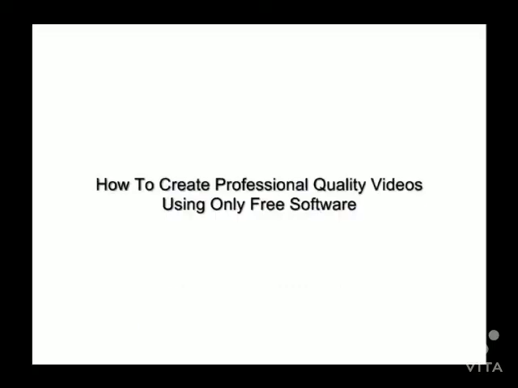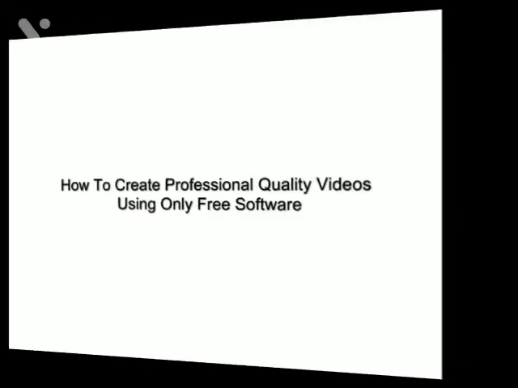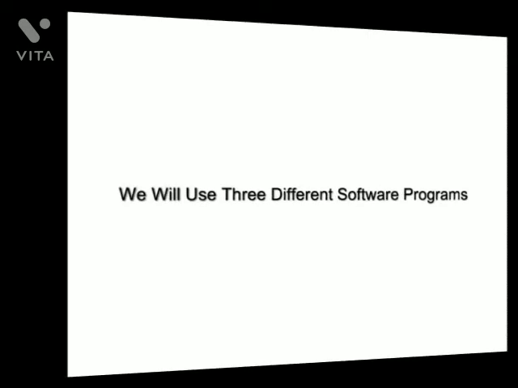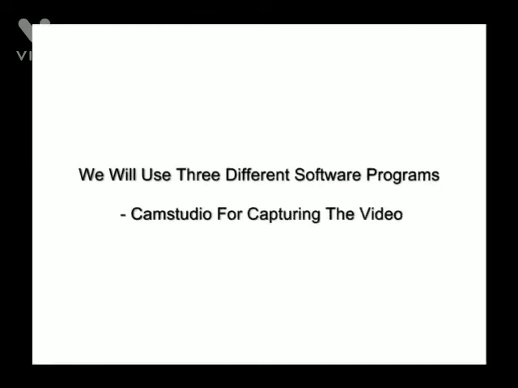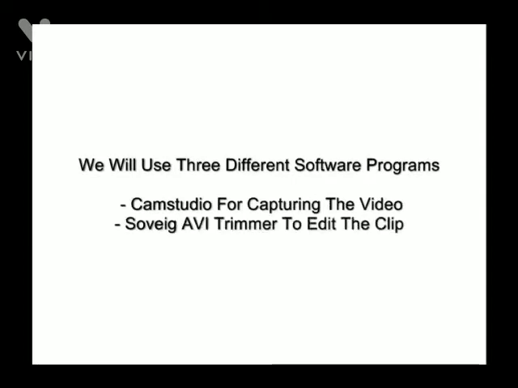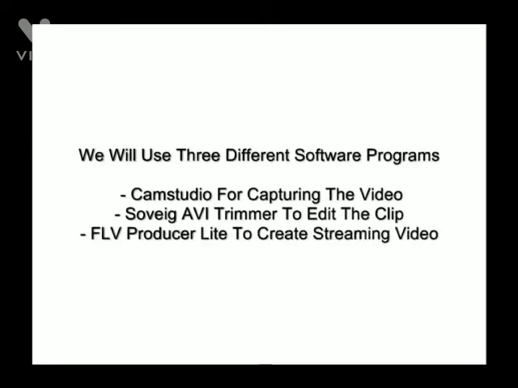In this video series, you're going to learn how to create your own professional quality videos using software that you can download for free. To create our videos, we will use 3 different software programs. First, we'll use Cam Studio to capture the video from the screen. Then we'll use Sovig Abbey Trimmer to edit the clip. And then we'll use FLV Producer Lite to create the streaming video. You can download all of these programs from the links in the resources document.